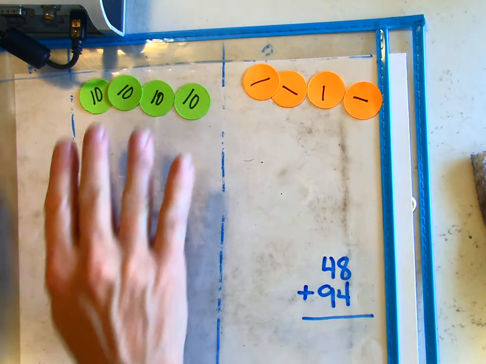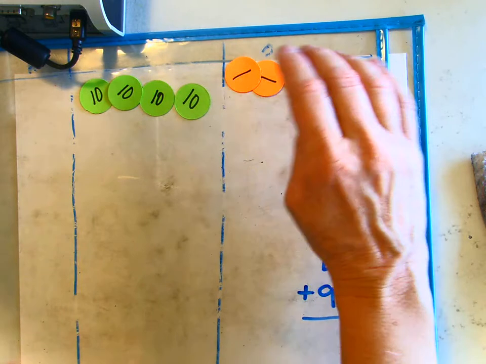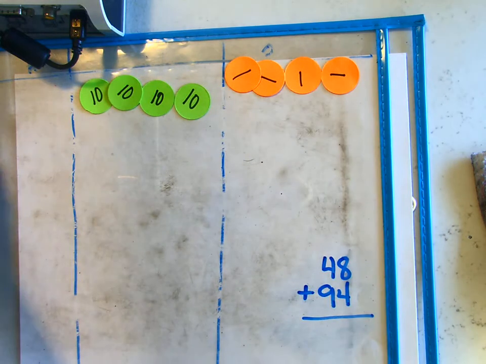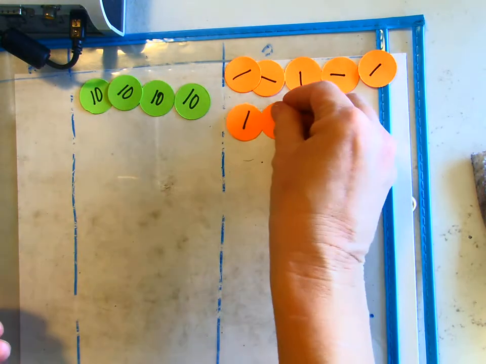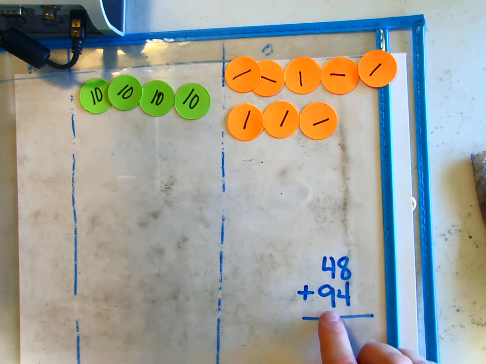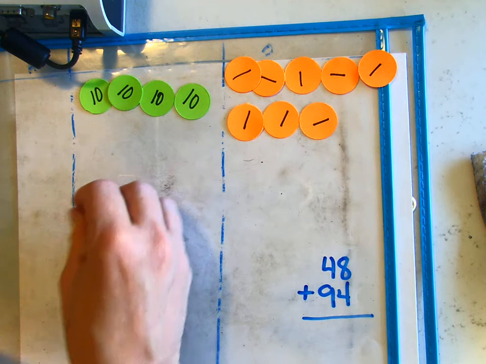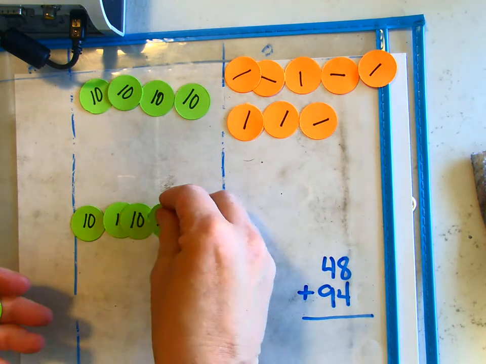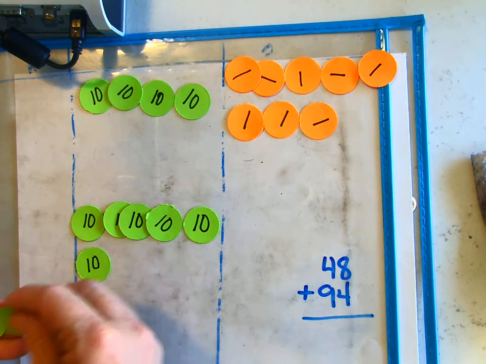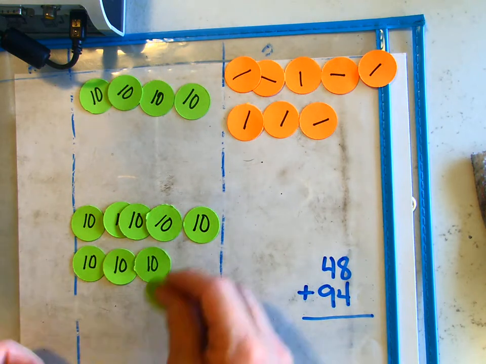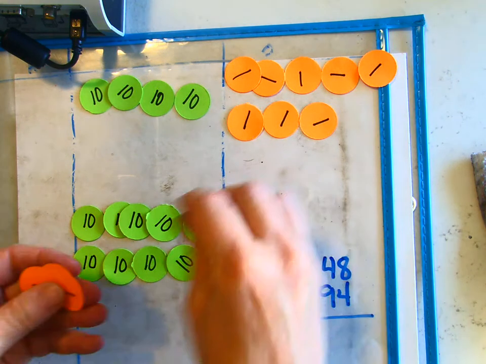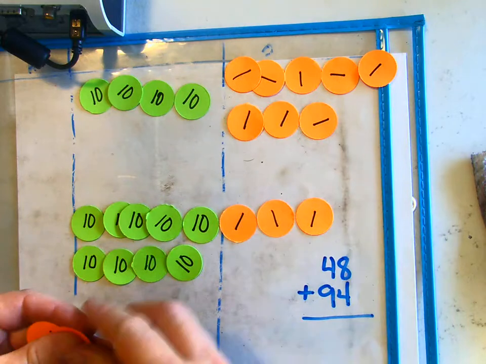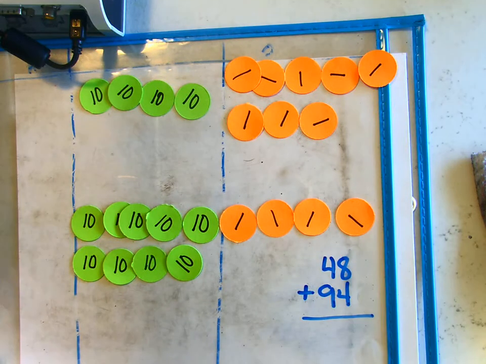I've already got 4. I need 4 tens. And I have 4 ones, but I need 8 ones. So let's see. Here's 5, 6, 7, 8. My second number, wow, 94. 1, 2, 3, 4, 5, 6, 7, 8, 9 tens, and 1, 2, 3, 4 ones.